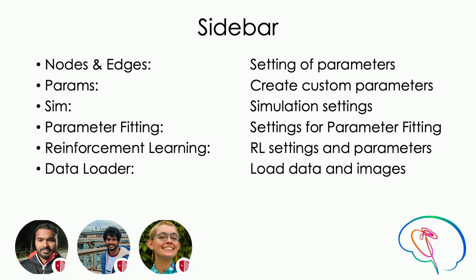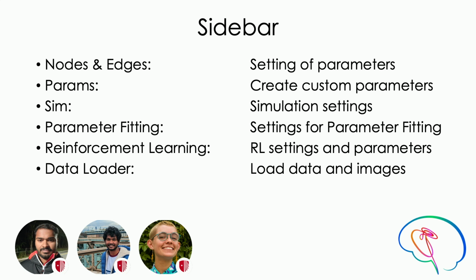Okay. Then the sidebar: on the sidebar we have several tabs. One is nodes and edges, which when you click on a node, shows you the properties of the node. It shows you the parameters. You can change the parameters. The same is true for the edges. Then we have a section on parameters, where you can create custom parameters, right? So let's say I create a parameter that controls all the connections, so all the connections are changed the same way.